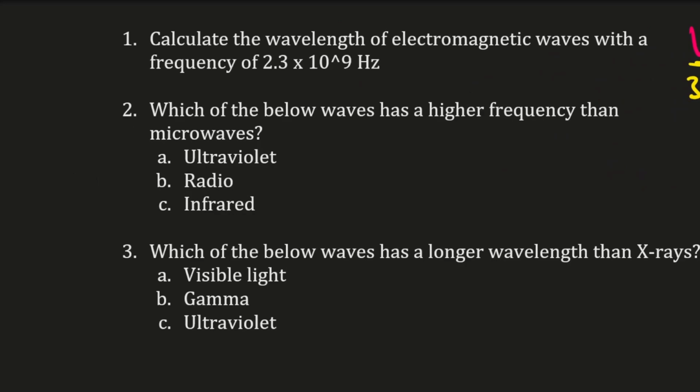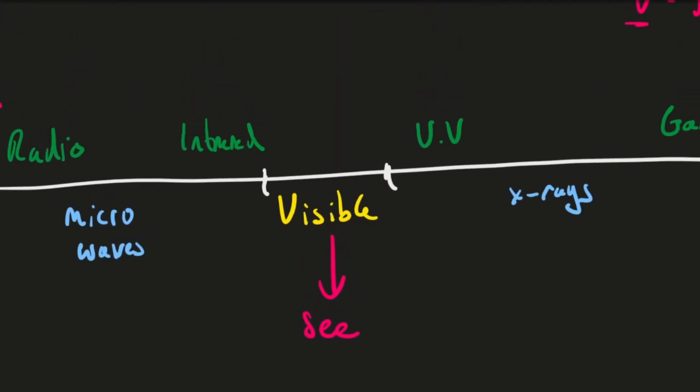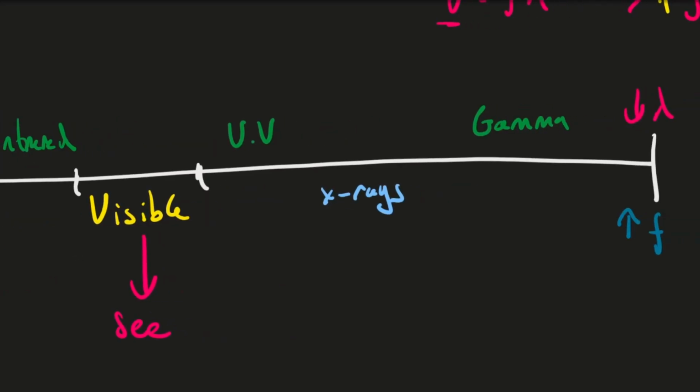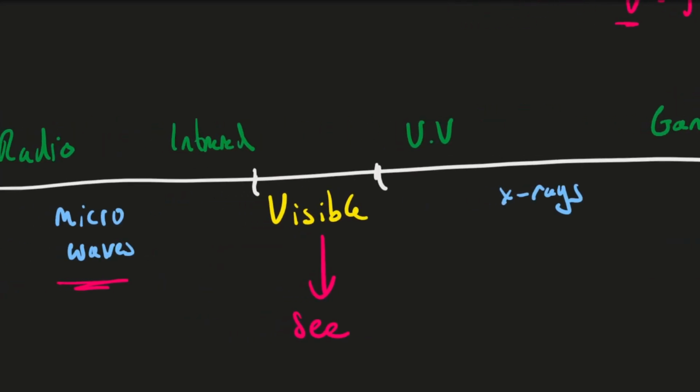Next question then, question 2, which of the below waves has a higher frequency than microwaves? So we've got ultraviolet, radio and infrared. So which of these has a higher frequency than microwaves? So let's look on our chart over here. So microwaves all the way on this side. We can see over here we've got lower frequency, over here we've got a higher frequency. So anything past this point for microwaves will have a higher frequency than it.